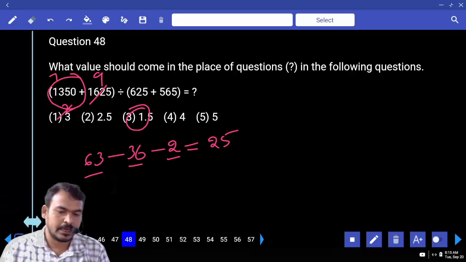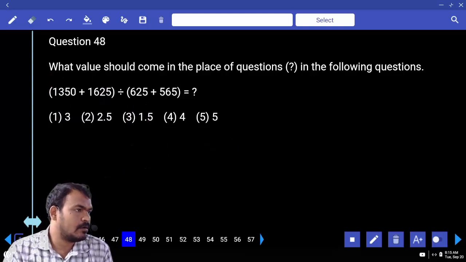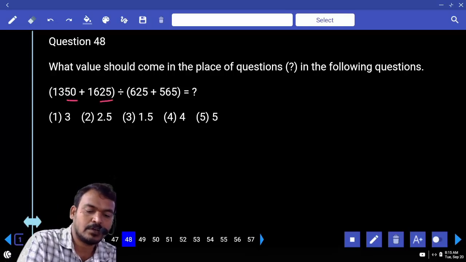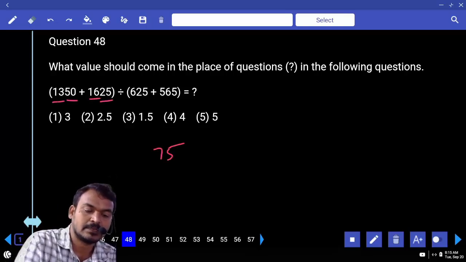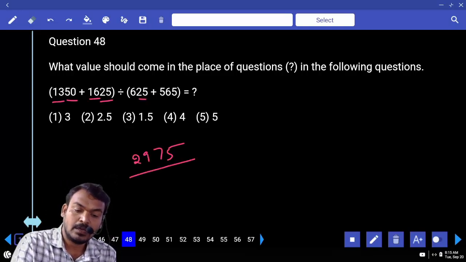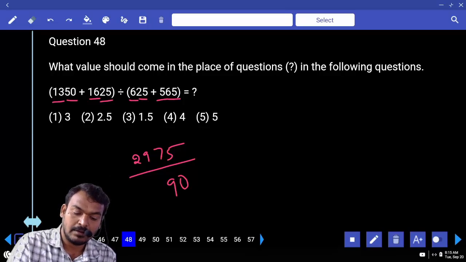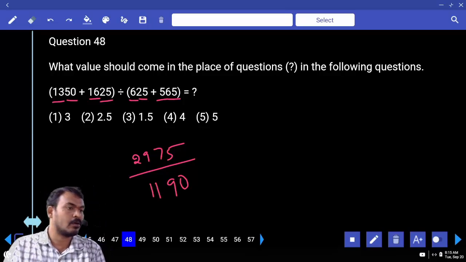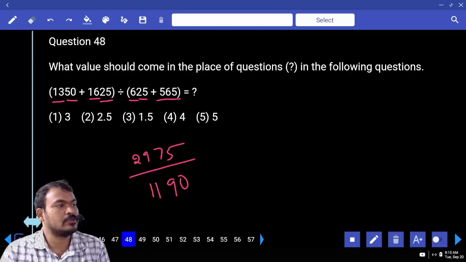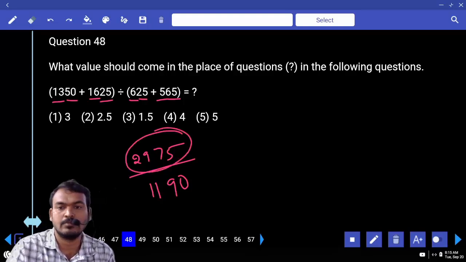Next question number 48. One is the numerator value, another one are denominator or not? Okay. First we are adding the numerator values. 50 plus 25, 75. 13 plus 16, 29. It is 2975 by 25 plus 65, 90. 6 plus 5, 11. It is 1190 or not? Okay. What is the one time of 1190? 1190. 2 times 2380 or not?